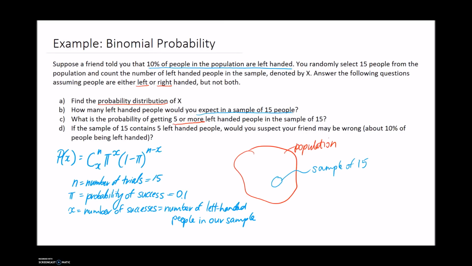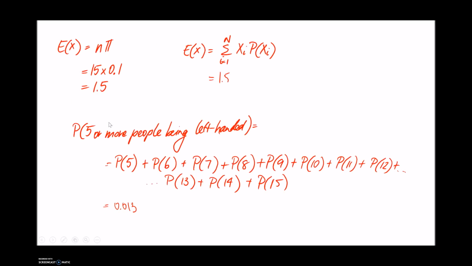Alright, so the last bit is, if the sample of 15 contains 5 left-handed people, would you suspect your friend may be wrong about the 10% people being left-handed? Okay, remember that our expected value that we would get was 1.5. That was this calculation here, based on the assumption that we had 10% of people being left-handed. Okay, so if we have 5 people who are left-handed in our sample, that's obviously significantly higher than 1.5. Alright, so we've got to see whether that might be an unusual event.